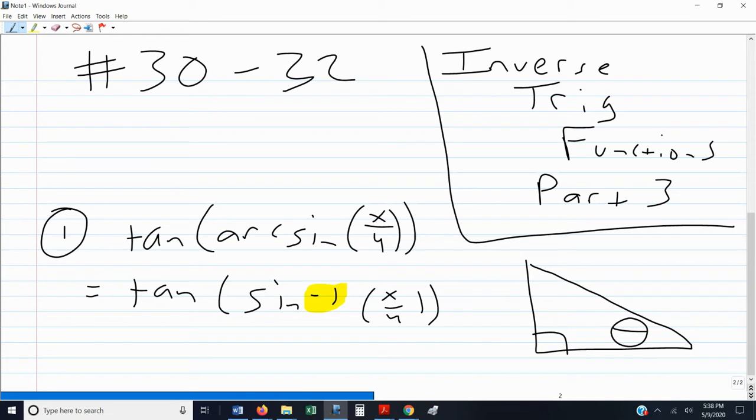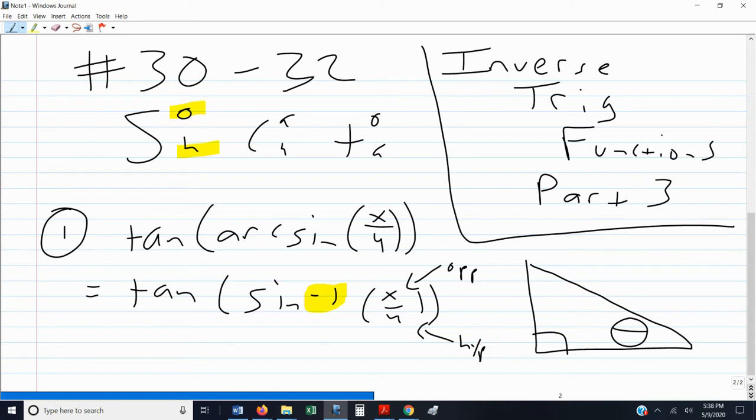And I'm going to put theta here. You can put it anywhere. But I'm going to basically construct an angle that has a sine of x over 4. So you want to think about the formula for sine in terms of SOHCAHTOA. So sine is opposite over hypotenuse. And so that means that x is the opposite and 4 is the hypotenuse. So here's my angle. The opposite is x and the hypotenuse is 4.